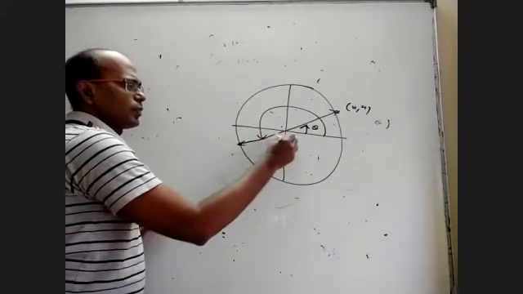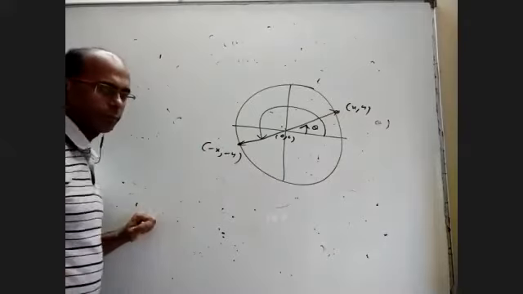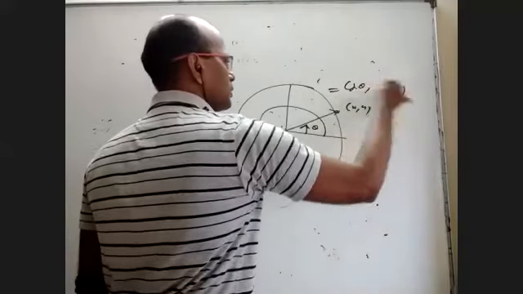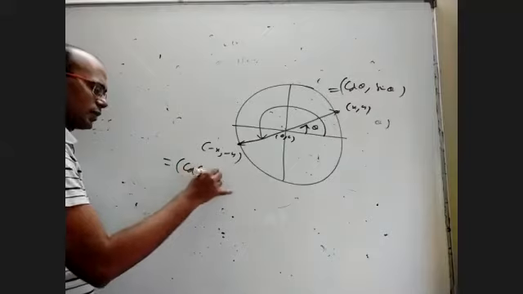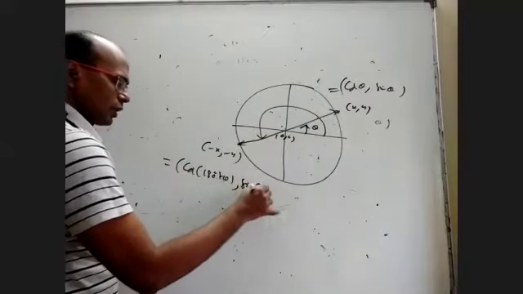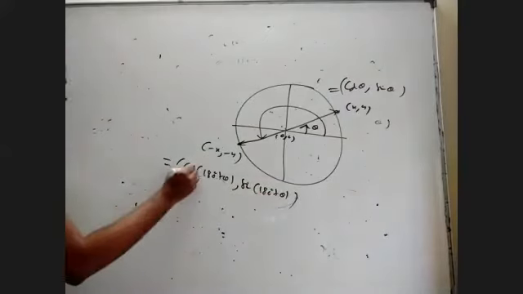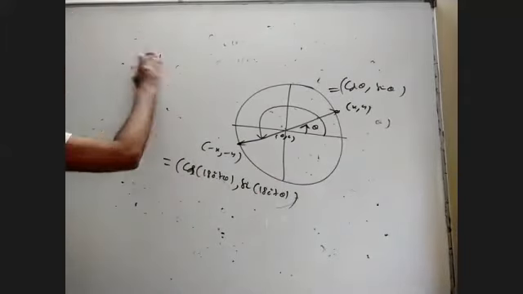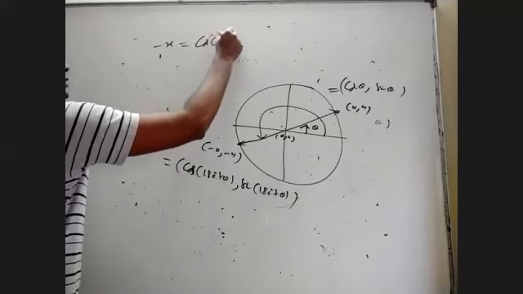And because this midpoint is 0, 0, and this is x comma y, this point will be minus x comma minus y. But this x comma y is equal to cos theta comma sin theta, whereas this is cos 180 plus theta. So this full angle is 180 plus theta, and the sine of 180 plus theta.